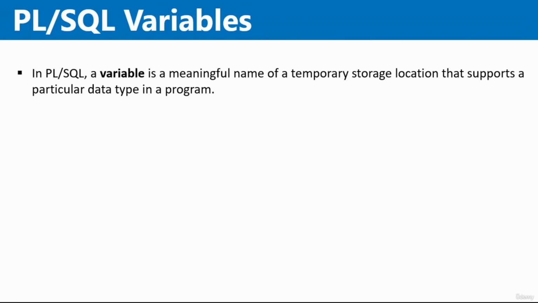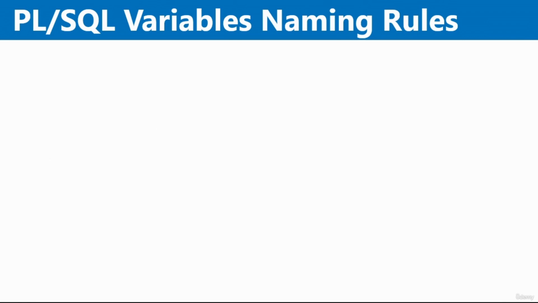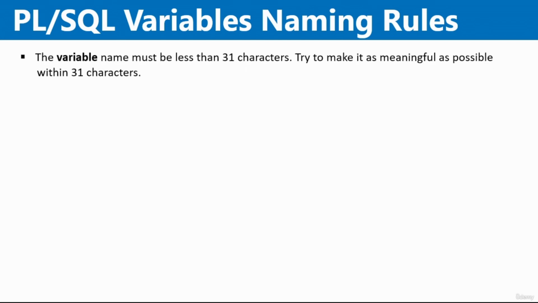Before using a variable, you need to declare the variable first inside the declaration section of a SQL block. Let's take a look at the SQL variable naming rules. There are some variable naming rules that you need to be aware of when creating variables. The variable names must be less than 31 characters, and it's always advisable to give your variable a meaningful name, which should be within the 31 characters limit.